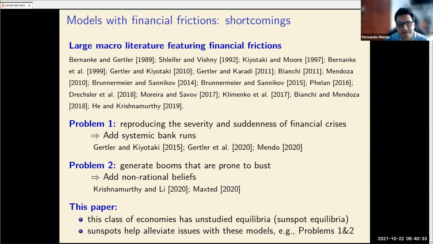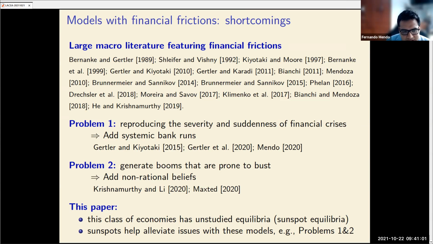First, the literature has a hard time reproducing the severity and suddenness of financial crises. And the path that it has taken is to add systemic bank runs. And I myself have some work on it. Basically the idea there is that there's a failure of coordination, and the wealth of the financial sector is wiped out, and this has very sudden and very severe effects on the economy.